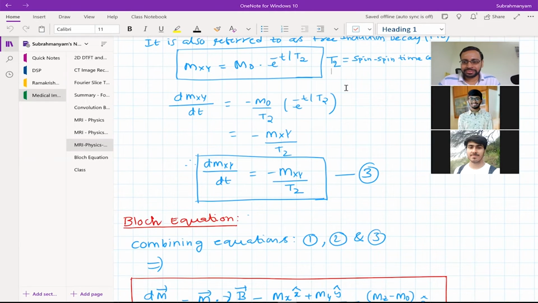So the process of dephasing happens as soon as the RF signal is removed, right? It gradually starts. The dephasing would gradually start. It's like the teacher has gone out. Slowly, the chaos starts. It builds up, and the rate at which it builds up is given by T2. Okay, yes, sir.